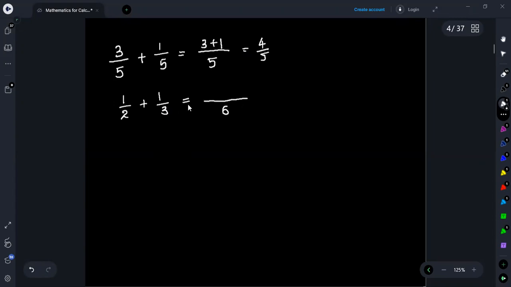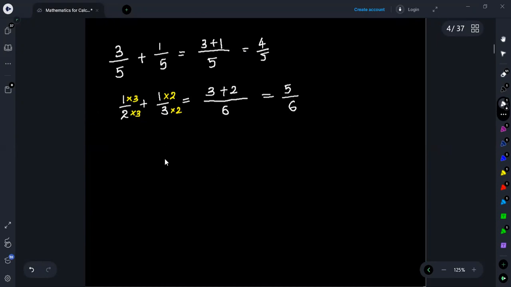Now the values of the numerators. To obtain 6 from 2, we need to multiply by 3, so we multiply the numerator also by 3. To convert 3 into 6, we need to multiply by 2, so we multiply that numerator also by 2. So we obtain 3 plus 2, and with that the answer is 5 over 6. This is the way of adding two fractions.